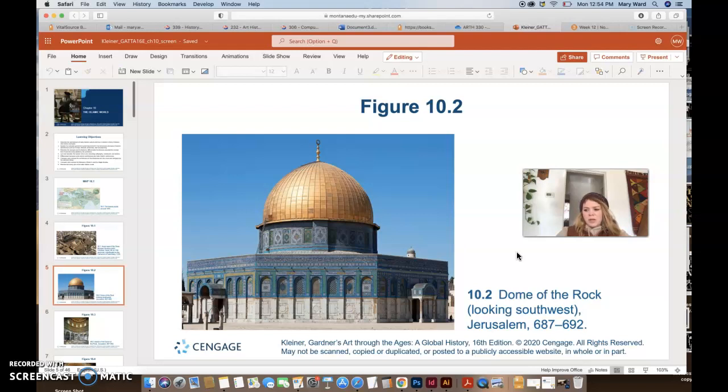In 630, Muhammad returned to Mecca with 10,000 soldiers, and I believe at this time he would have been close to 60 years old. I might have done my math wrong, but I'm pretty sure he was close to 60 years old. And they took control of the city and converted everyone to Islam by destroying all the idols. And he actually kept the building that had all the cubicles that housed the idols, and it was called the Kaaba, from Arabic for cube. And this is just kind of a general timeline.